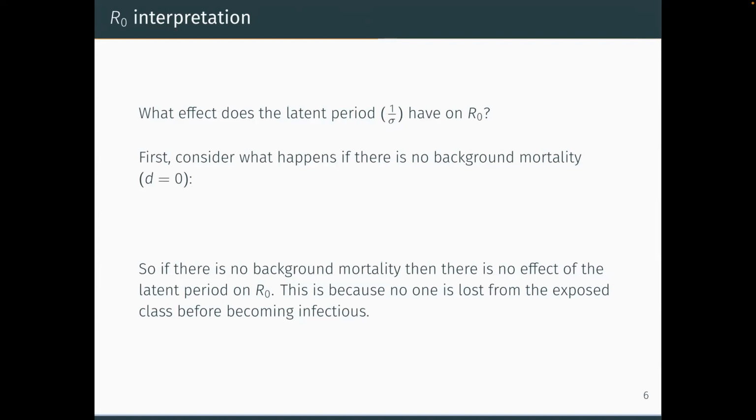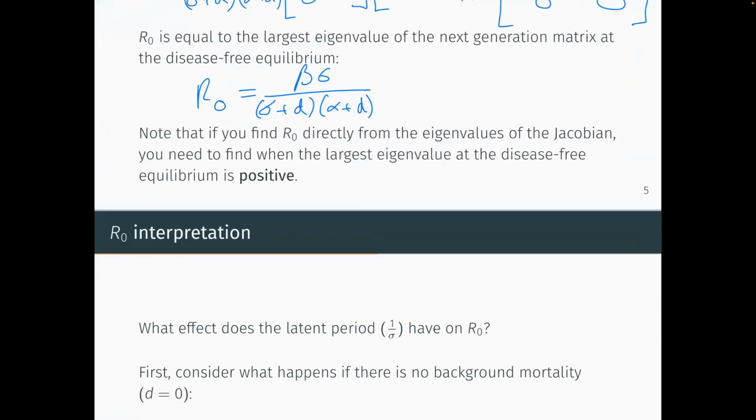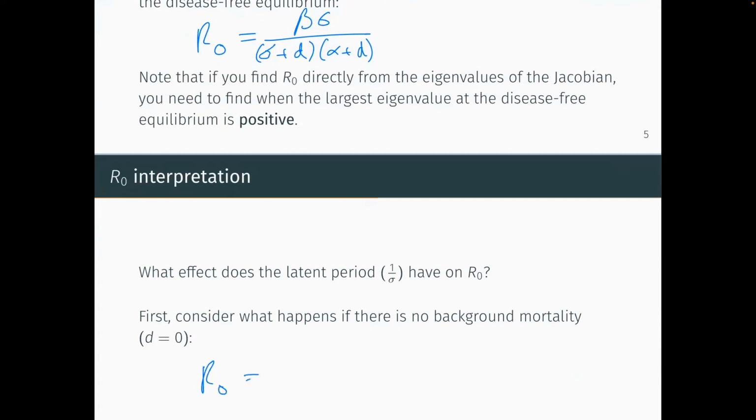Okay, so first let's think about what happens if there's no background mortality. In this equation, if there's no background mortality, our R naught is going to equal beta sigma over sigma times alpha, which is just beta over alpha. So in this case, there's no effect of our exposed class at all on R naught. And this is what I said earlier on, that the exposed class only has an effect if we're losing individuals from that class who don't become infectious.